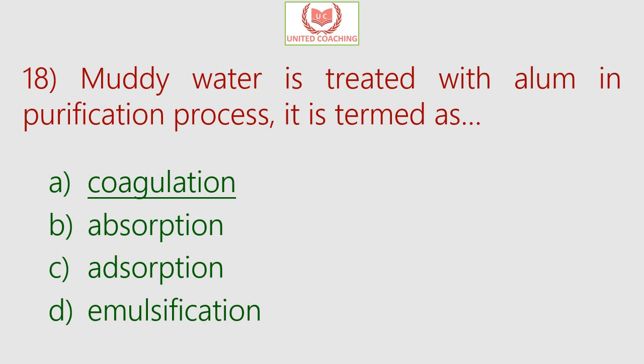Now absorption is when the impurities are absorbed inside the material, like in a sponge. When the liquid is absorbed by the sponge, this will become absorption. Adsorption is when the impurities stick only to the surface, and emulsification is when two immiscible liquids like oil and water are mixed together. They form separate small droplets. They do not mix together. So this is emulsification. So the answer to this question is, when the muddy water is treated with alum, the impurities settle down because of coagulation.